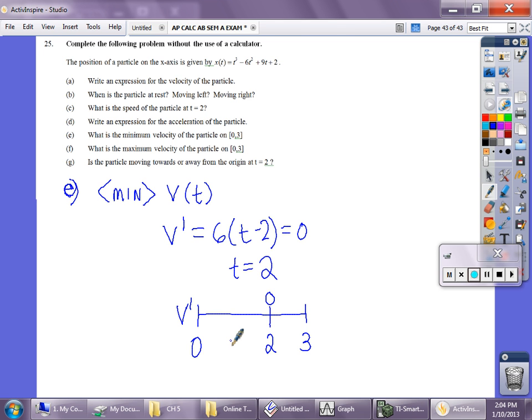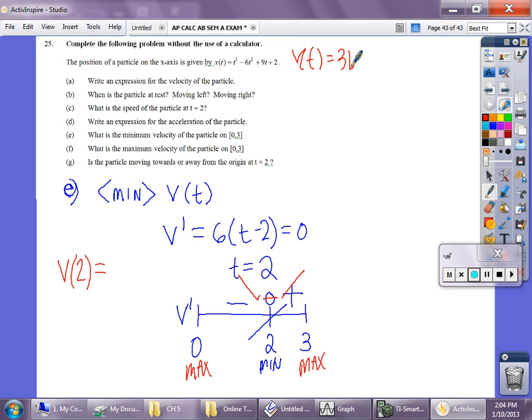This is a line sloping upward, so it looks like that. So this would be negative, this would be positive. Here is a minimum. This is down, back up. So this is a max, and so is this. So in answering letter E, what is the minimum velocity from 0 to 3? The minimum velocity would be v of 2, where the velocity is 3t squared minus 12t plus 9, and v of 2, I believe we found was negative 3 from before.